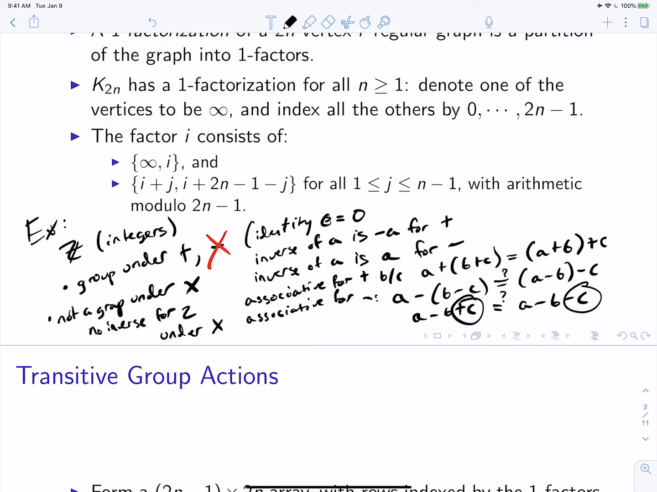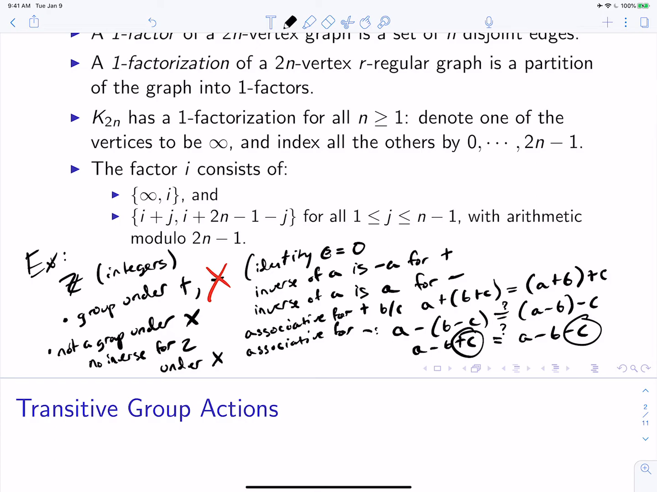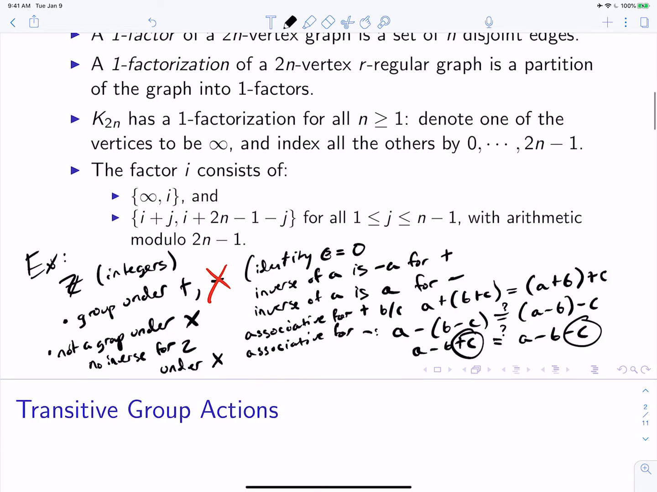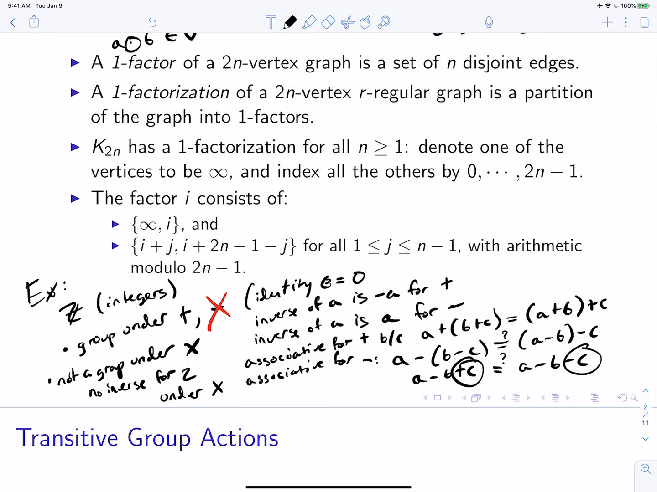And what would the identity for multiplication be? It would be 1, because that's what I would want it to be. If I multiply 1 by anything, I still get the anything back. So because there's no inverse for 2 under the multiplication operation, the integers are not a group under multiplication.